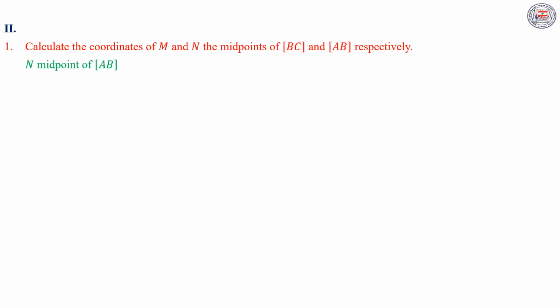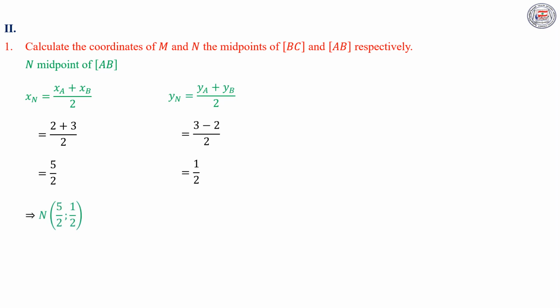And N is the midpoint of AB. Then xN equals (xA plus xB) over 2 equals (2 plus 3) over 2 equals 5 over 2. And yN equals (yA plus yB) over 2 equals (3 minus 2) over 2 equals 1 over 2. Then the coordinates of N are (5/2, 1/2).